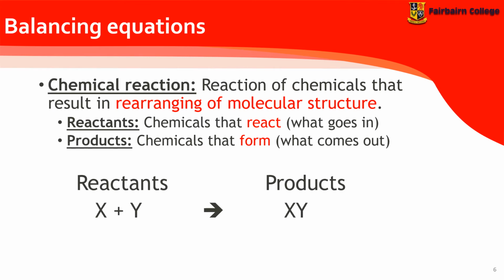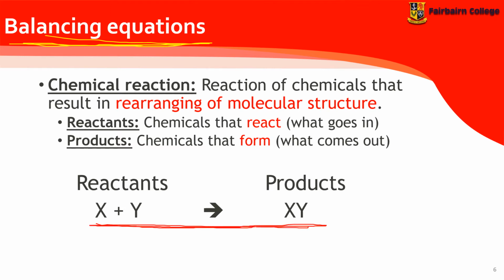So like I said at the start of the video, the purpose of this video is to balance chemical equations. But what is a chemical equation? Well, it is what we've been working with this whole time. It is the symbols that represent the reaction that is taking place. But these symbols just represent a specific chemical reaction. So a chemical reaction is a reaction of chemicals that results in the rearranging of molecular structure.